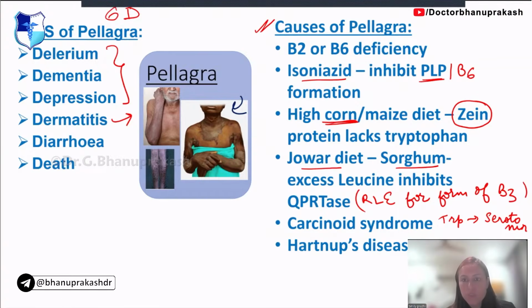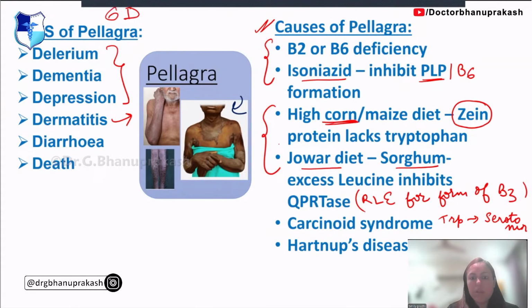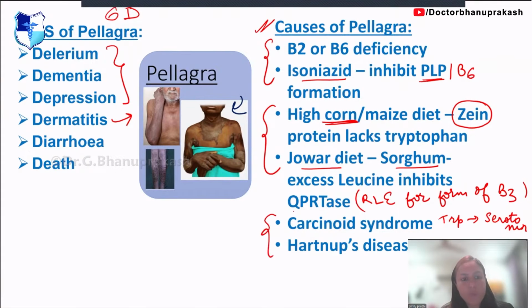B2 or B6 deficiency, then isoniazid, so these first two factors are where B2 or B6 is affected. Then next two factors of diet, high corn diet or jowar diet, right? Then next two diseases, carcinoid syndrome, Hartnup's disease. Okay, so my sequence is well planned. Even if you are cramming the sequence, you have understood also. Even if you are cramming, then also it will help you. The sequence will help you, right?